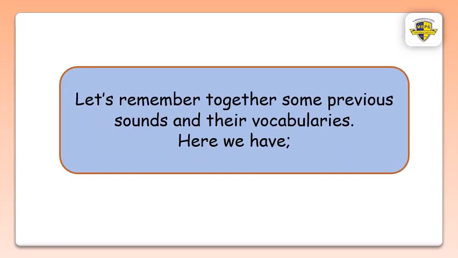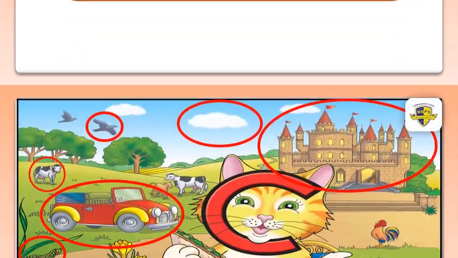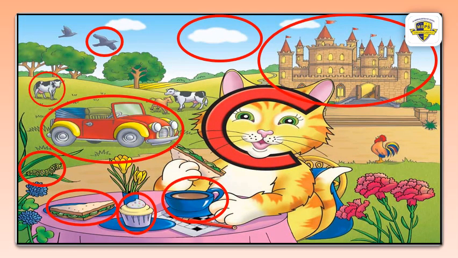Let's remember together some of our previous sounds and their vocabularies. Here we go. Let's listen. Let's look here. Clever cat. Clever cat. Here we have clever cat. And let's have a look where he is. Where is clever cat? Can you see where he is?